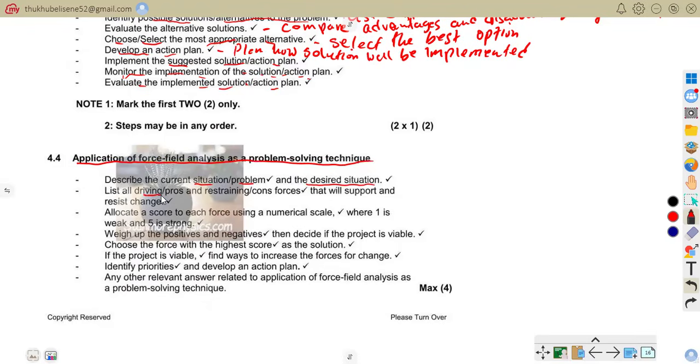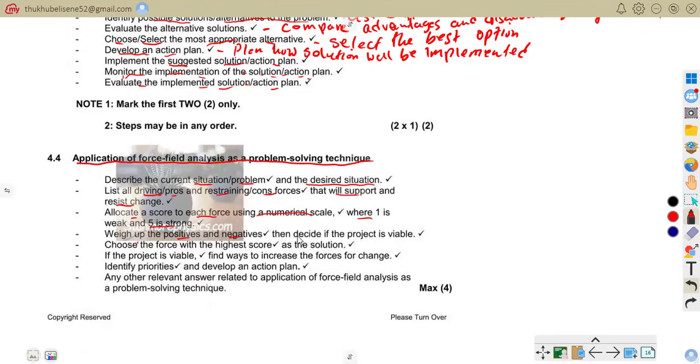Now list all driving or pros and restraining or cons forces that will support and resist change. So here you identify forces supporting as well as resisting change. That's what it means. Allocate a score to each force using a numerical scale where 1 is weak and 5 is strong. So here you allocate scores to each force. You rate each force from 1 weak to 5 strong. For example, staff resistance scored 4. You see, that's the rating that you're talking about.